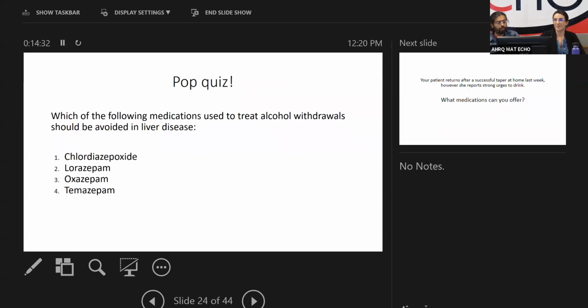Okay, and then another pop quiz: which of the following medications used to treat alcohol withdrawal should be avoided in liver disease? And the way to help remember this is LOT, L-O-T there. The last 3 on the list are okay in liver disease, but we try to avoid the Librium or chlordiazepoxide there at the top.